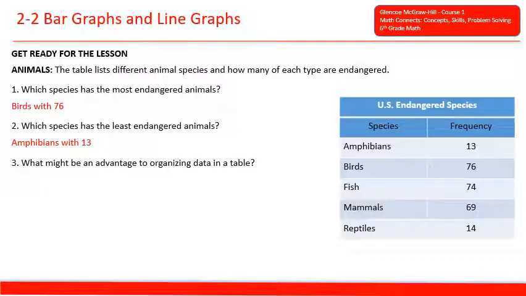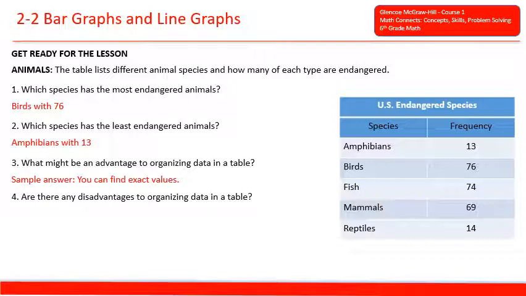What might be an advantage to organizing data in a table? You can find exact values. So that's just one answer, right? Another answer might be it's easier to find data. Are there any disadvantages to organizing data in a table? A table is not a visual graph. So while I can read down the frequency column fairly quickly, I might be able to see it quicker with some kind of picture.